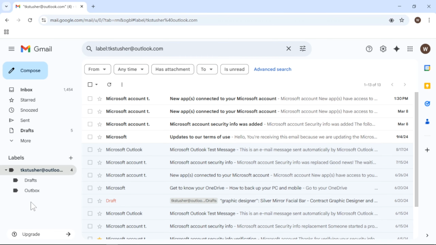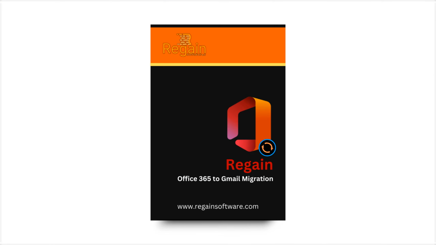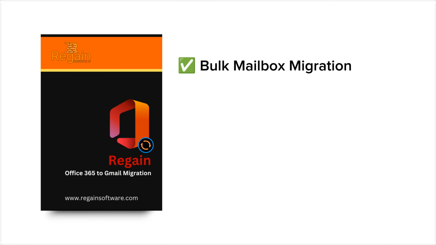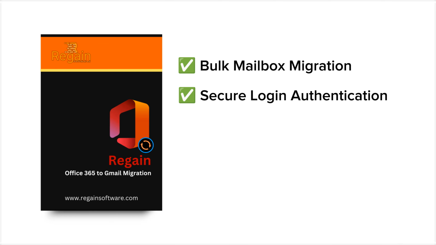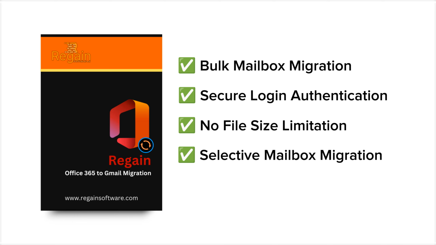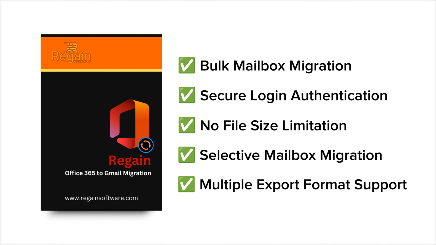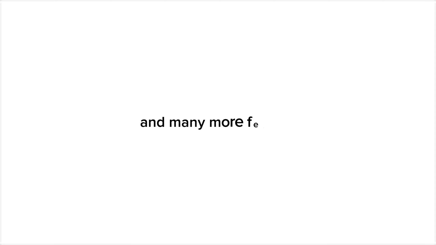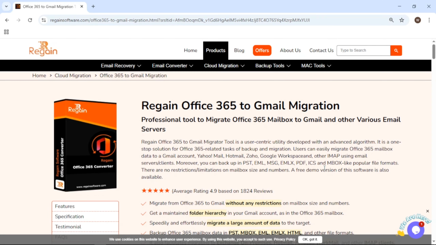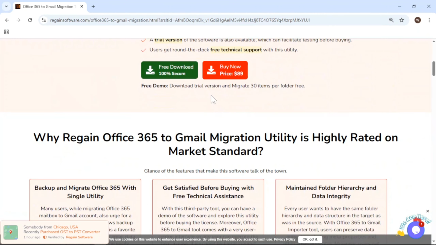This process is good when you need to migrate fewer emails or mailboxes. In case you want to migrate mailboxes in bulk, you can use Regain Office 365 to Gmail migration tool. This software provides multiple benefits, such as bulk mailbox migration, secure login authentication, no file size limitation, selective mailbox migration, multiple export format support, and many more features. From our official website you can get a free trial of this software.